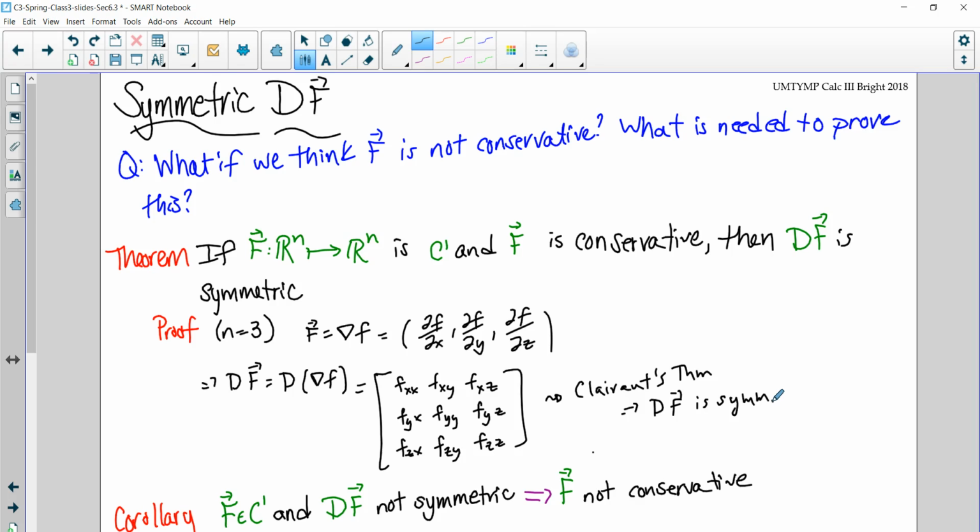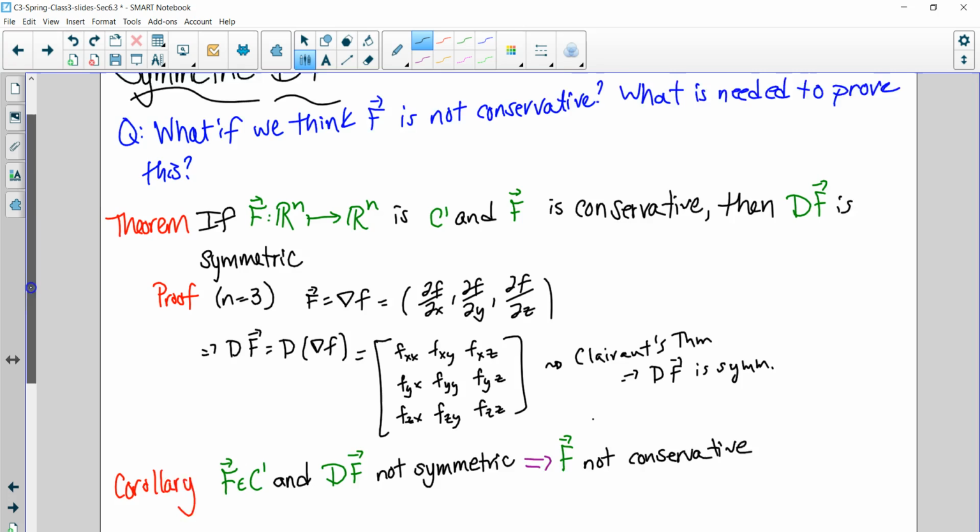Now, as a corollary, if we have that vector field that is still C1 and it's not symmetric, that's kind of the contrapositive of our theorem. So if it's not symmetric, then we know that f is not conservative. So that's actually one nice way of proving that something is not conservative and therefore not path independent and so on and so forth.